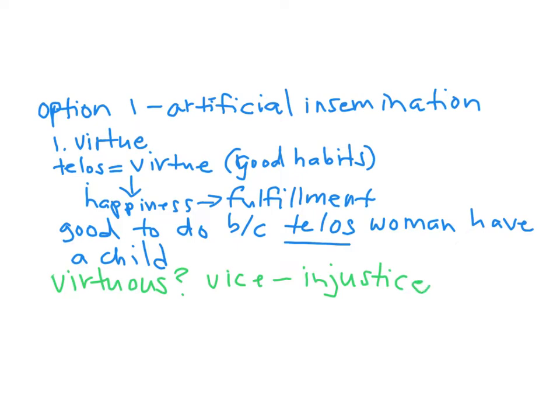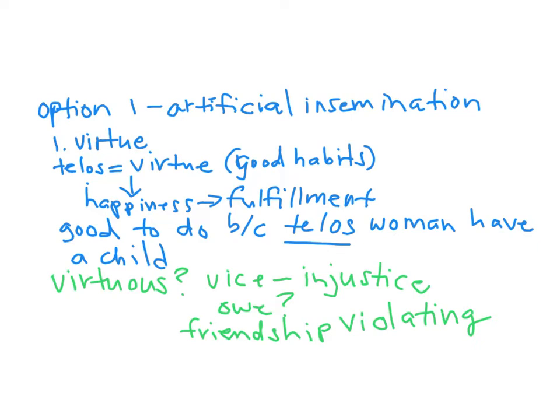And so the question is, does she owe her husband a say in this? Is that owed to him? That's a question you can ask. She's also, when you think about the idea of the friendship and the love between husbands and wives, violating that by doing this without her husband's consideration. So you could argue that her actions are not virtuous.